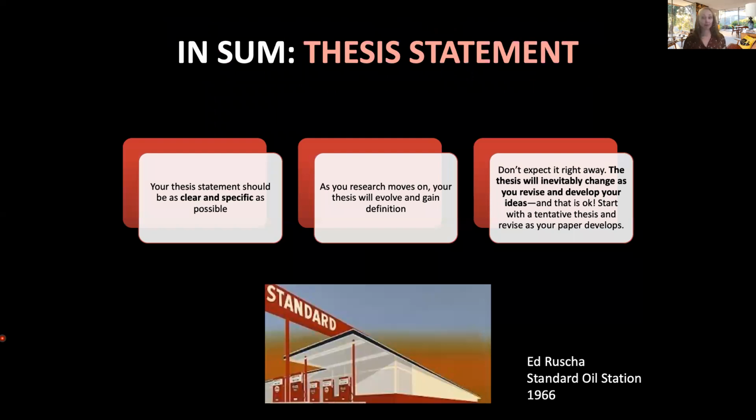So in sum, your thesis statement should be clear and specific. And as your research moves on, it will evolve. But don't expect it right away. It's going to be changed as you develop your ideas, and that's okay. Just start with a basic tentative idea, and then refine it.